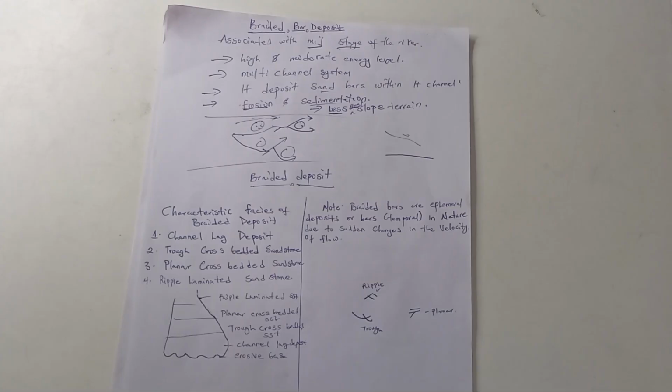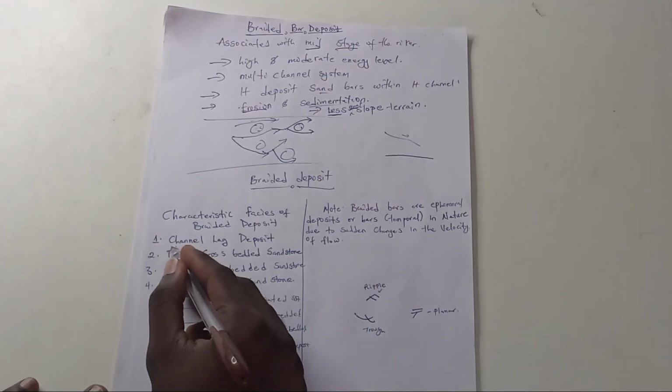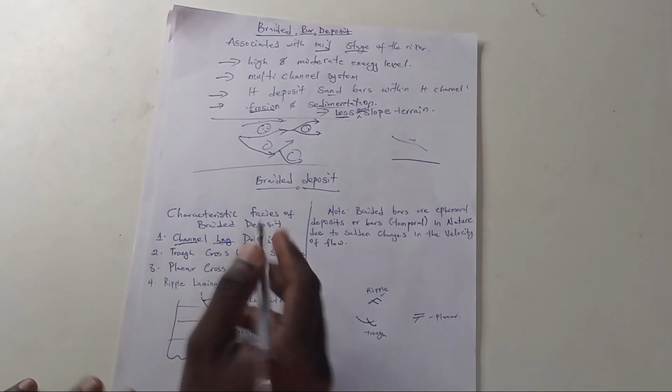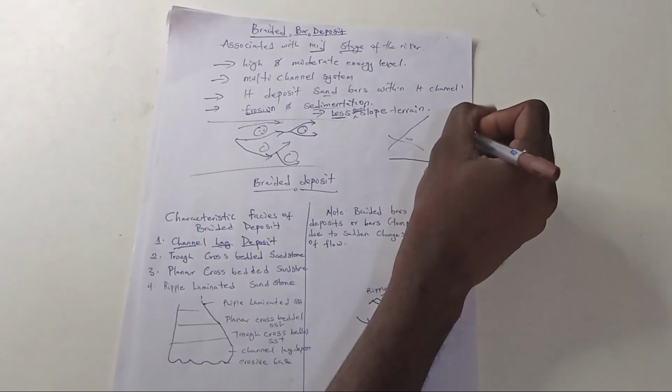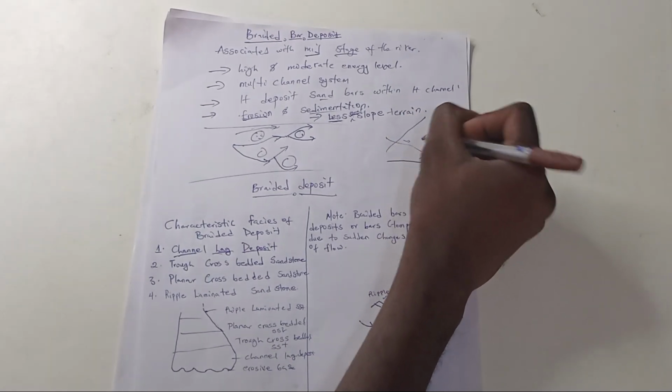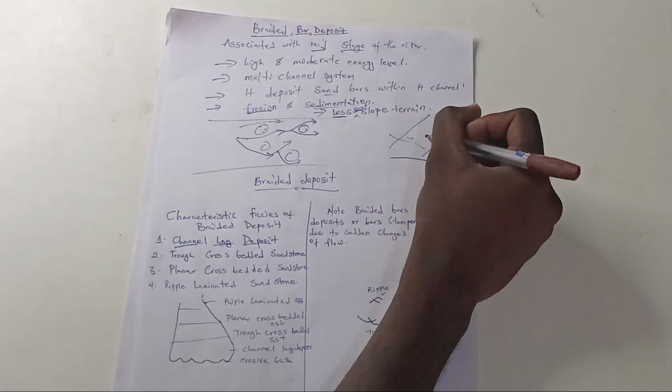Now, what are the characteristics of the braided depositional environment? The characteristics of this kind of deposit are that it consists of the channel lag deposit. What is called a channel lag deposit? In the deepest part of the channel, which is the thalweg, the deepest part of the channel.